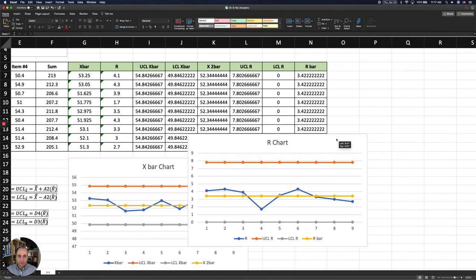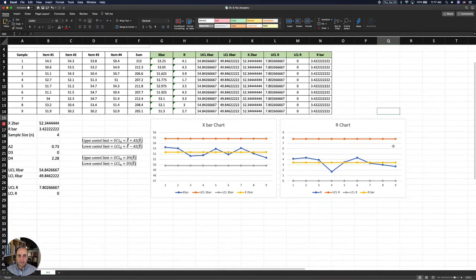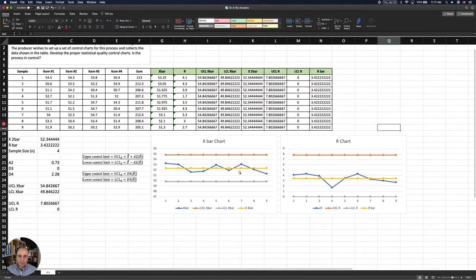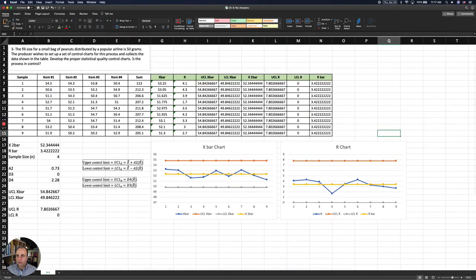So let's put them side by side and take a look if everything is in control. As you can see, in both charts, everything is under control. We have nothing below or above UCL and LCL, and we have almost the same number of values above the center line as below the center line. So my process is in control. The answer to this part, is the process in control, is yes.